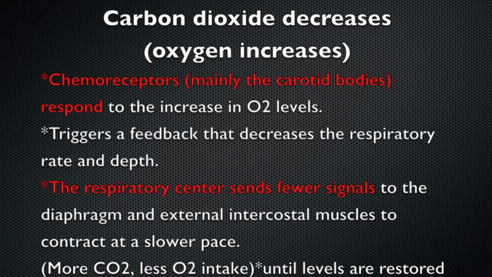When carbon dioxide decreases and oxygen increases, chemoreceptors, mainly the carotid bodies, respond to the increase in oxygen levels, which then triggers a feedback that decreases the respiratory rate and depth. The respiratory center sends fewer signals to the diaphragm and external intercostal muscles to contract at a slower pace. This means more carbon dioxide and less oxygen intake until levels are then restored.